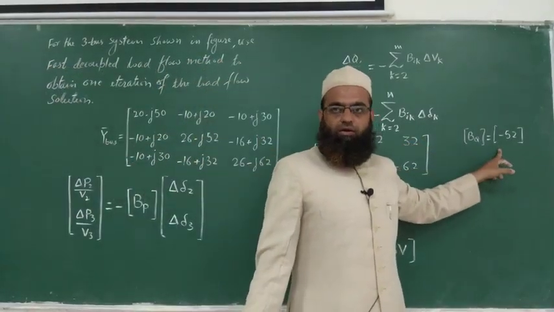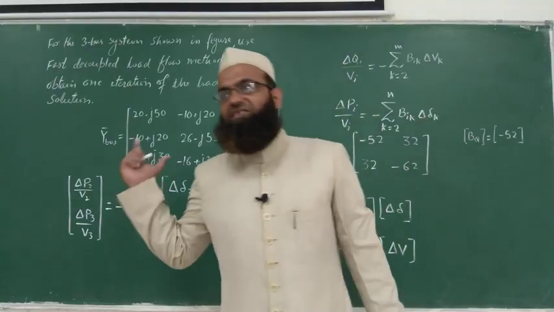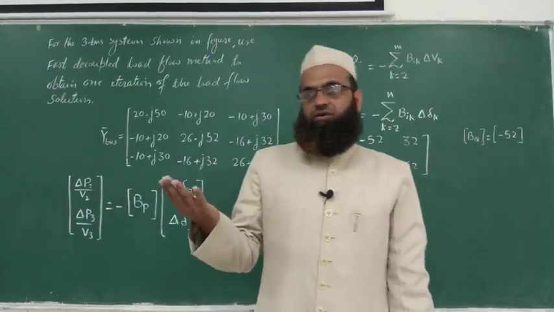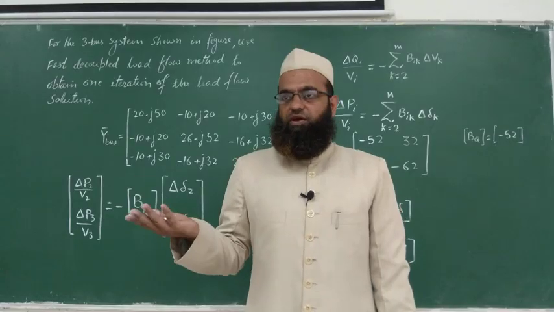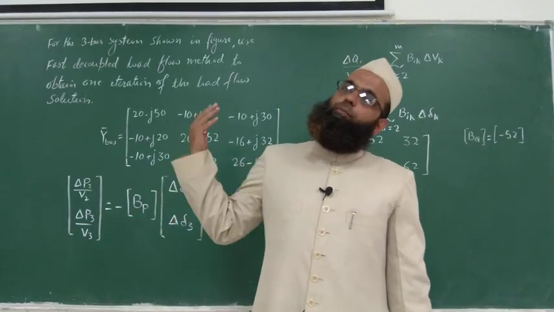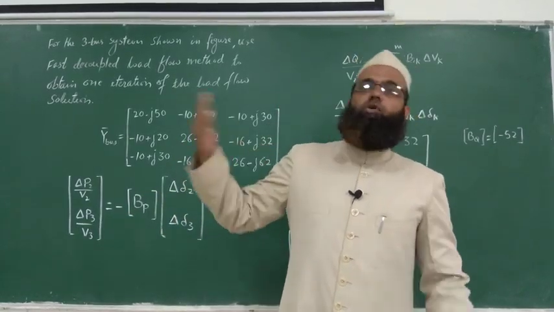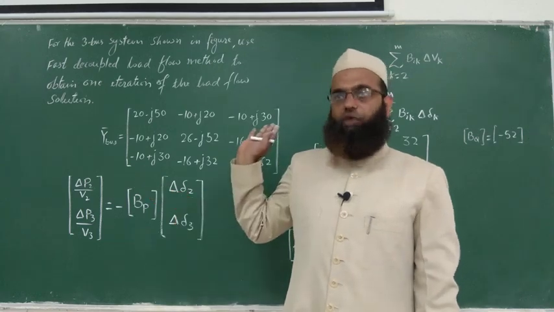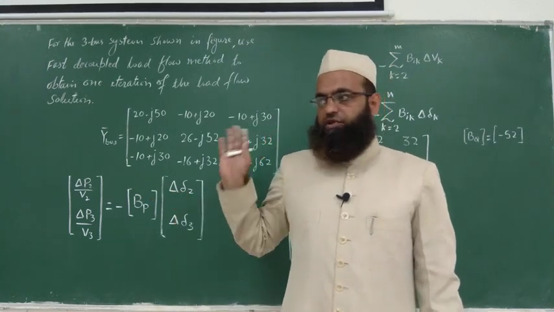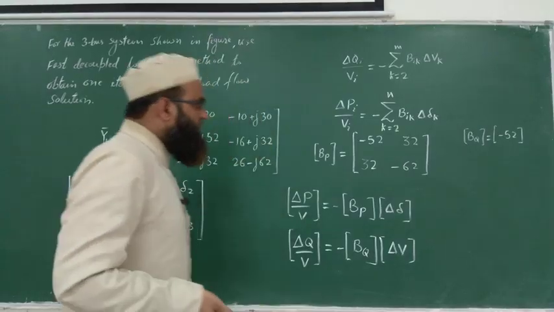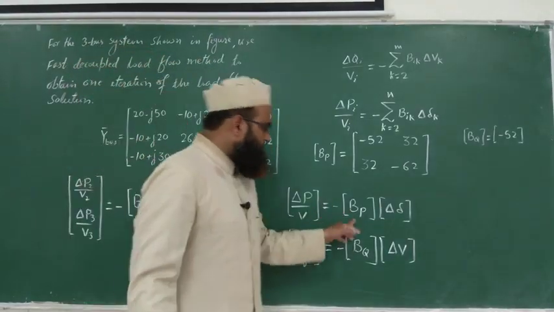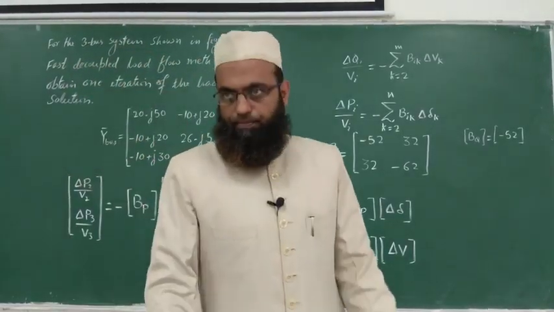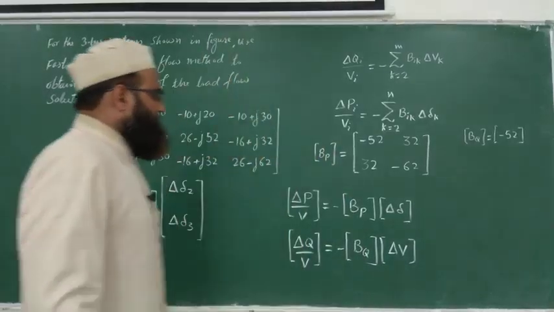Clear? So our problem is very, very simple, just having 3 buses, 1 slack, 1 PQ, 1 PV. But you may proceed for any number of buses using the generalized formula. Is it clear to you? So now you have evaluated these two matrices BP and BQ, no need to worry now.